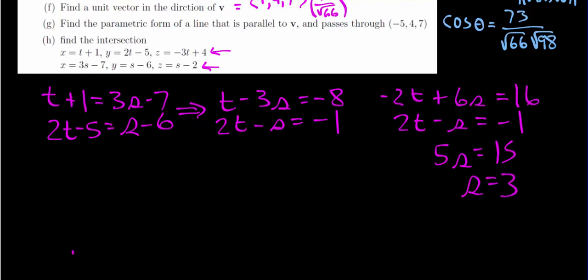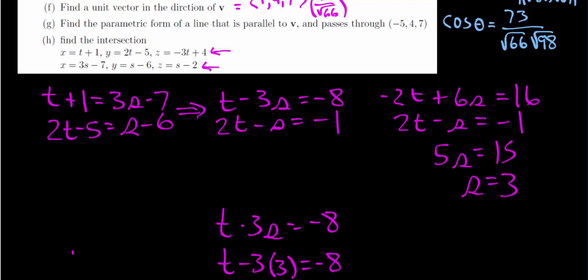Now I need to figure out, well, what is t then? So I just go back anywhere, like t minus 3s equals -8. If s is 3, I've got t minus 3 times 3 equals -8. And that means that t is equal to 1. So I've got s is 3 and t is 1.